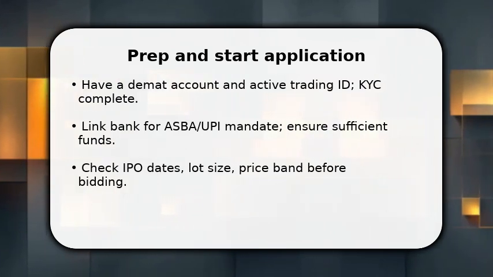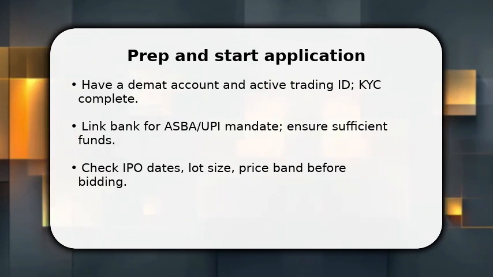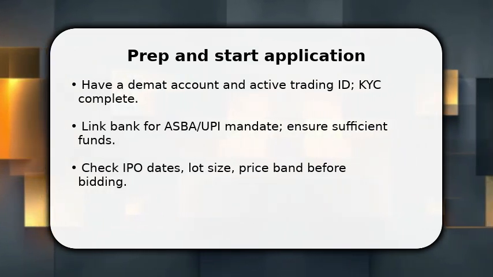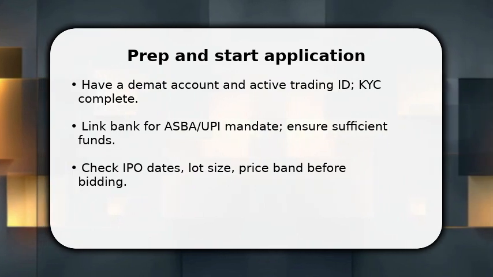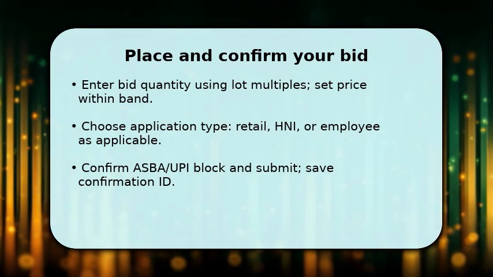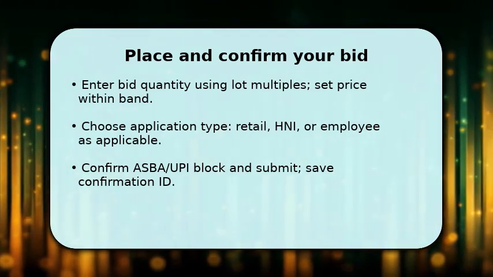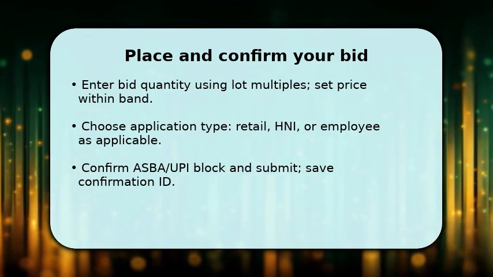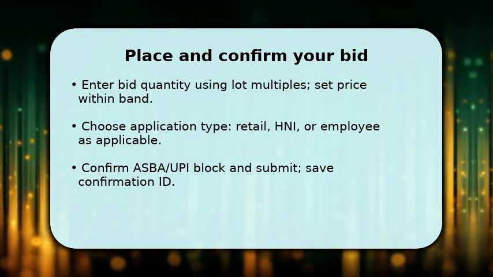Don't submit yet. Double-check the lot multiples and available funds first. You proceed to place the actual bid. Enter the quantity in lot multiples and choose a price within the published band. Make sure you select the correct application category, retail versus non-retail, because allocation rules differ.